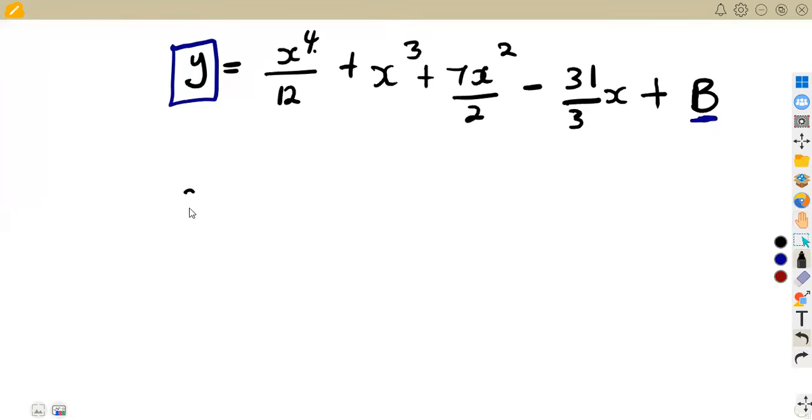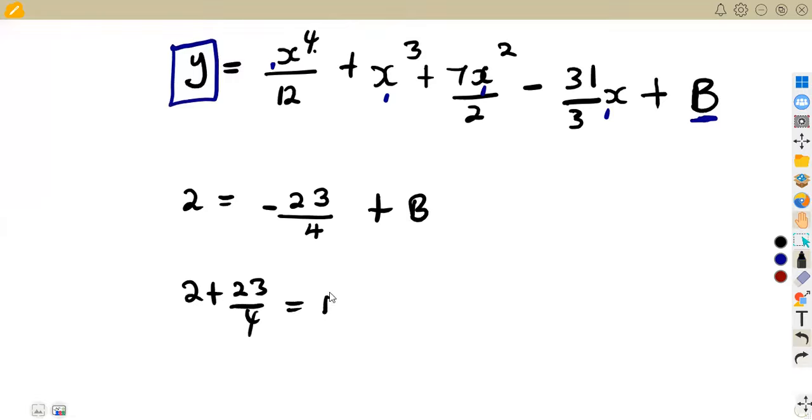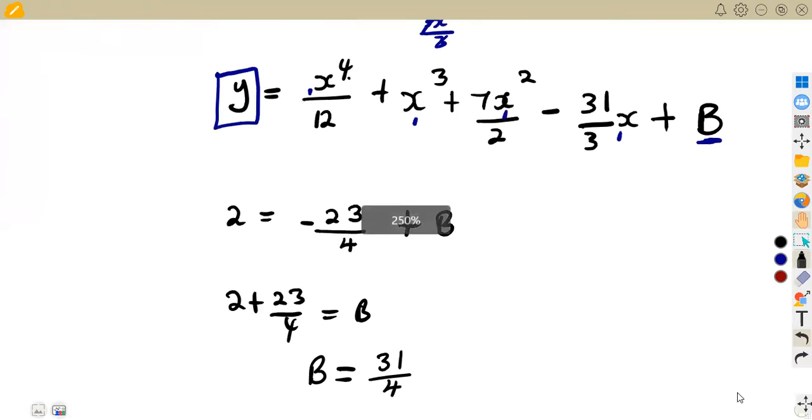In place of y, we said y is 2. And where there is x, you're going to put a 1. Wherever there's x, you put a 1. So if you simplify the right-hand side, you are going to obtain negative 23 over 4 in this case, plus our constant b. So we can transpose this to the other side of our equation so that it can be positive. So that will be 2 plus 23 over 4, which will be equal to b. Thus we obtain the value of b, which is 31 over 4.